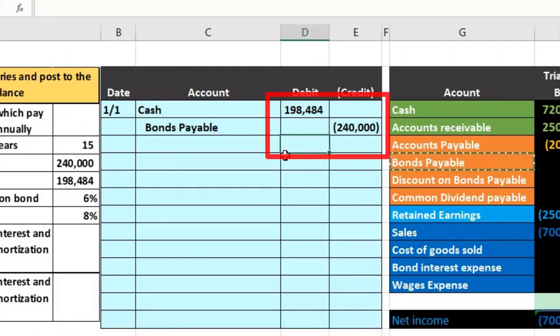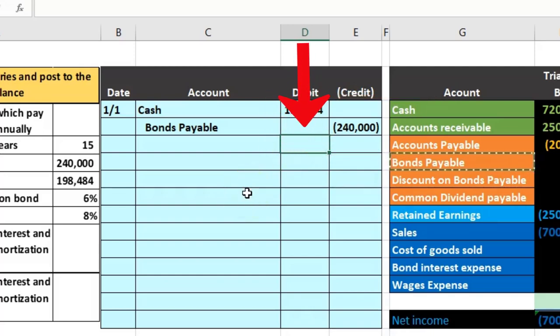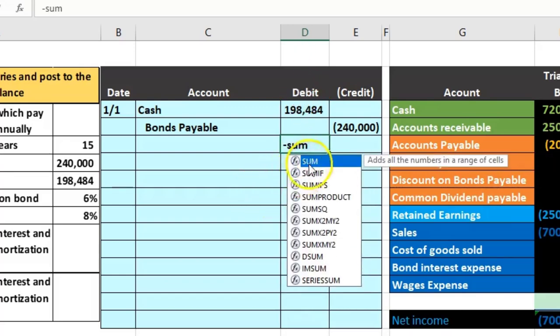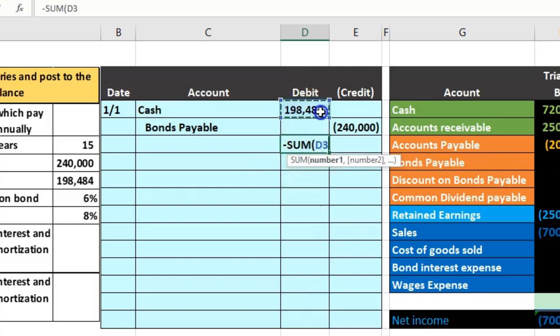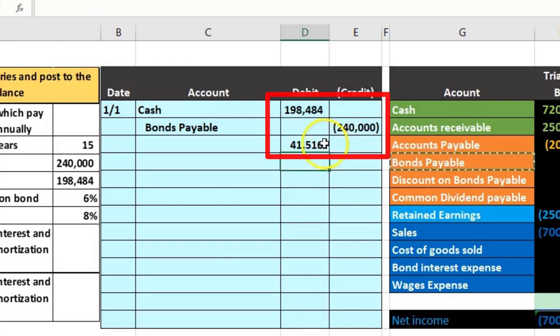So we're going to have to put the debit here. It's going to be the 240 minus the 198,484. I'm going to use our negative sum or our plug formula in D5. Instead of equals, we're going to say negative, S-U-M. Double click the sum function, and then I'm going to highlight those four cells, D3 colon E4, and that gives us the 41,516. That's going to be the difference. In this case, that's the discount.